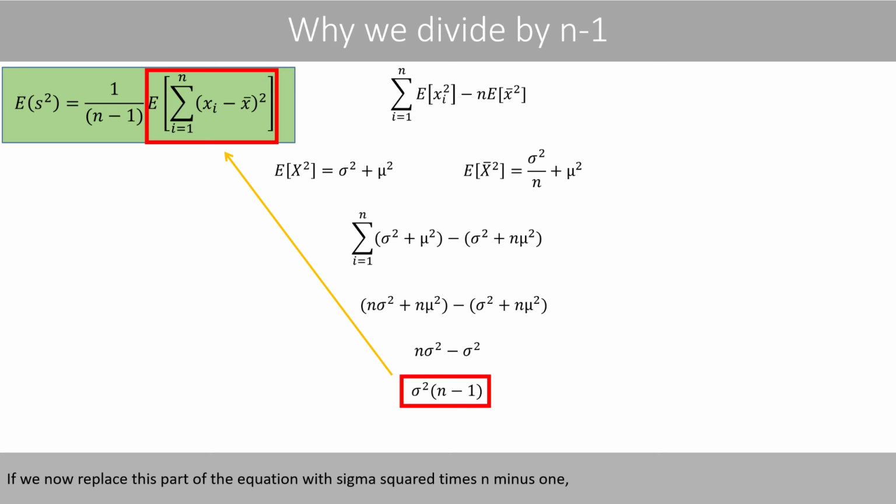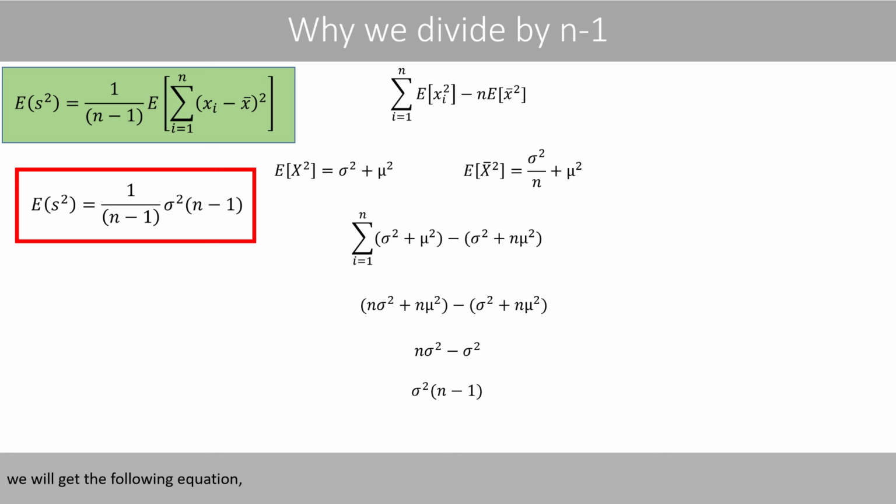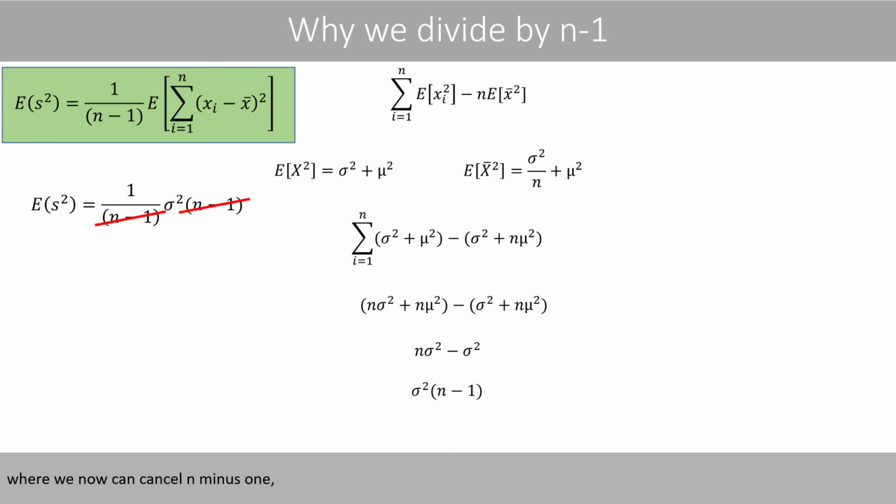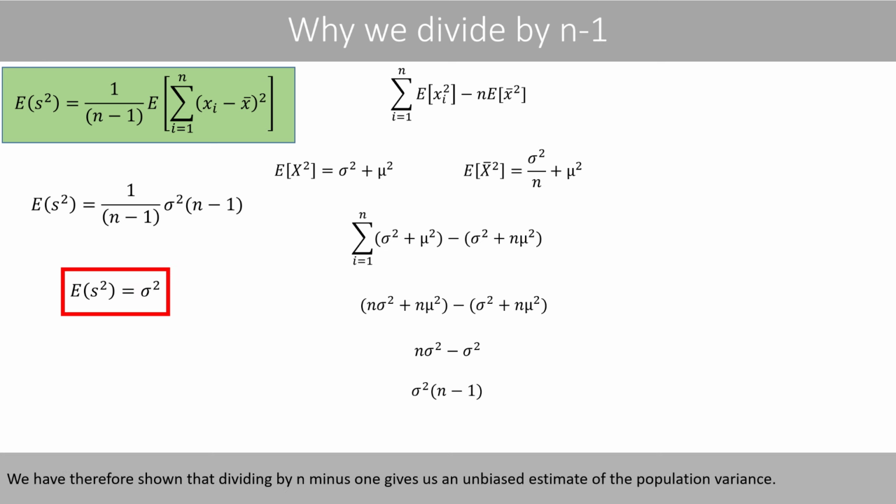If we now replace this part of the equation with sigma squared times n minus 1, we'll get the following equation, where we now can cancel n minus 1 to show that the expected value of the sample variance, which involves n minus 1 in the calculation, is equal to the population variance. We have therefore shown that dividing by n minus 1 gives us an unbiased estimate of the population variance.